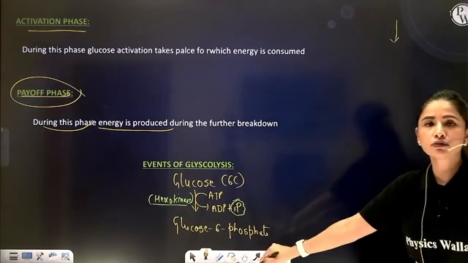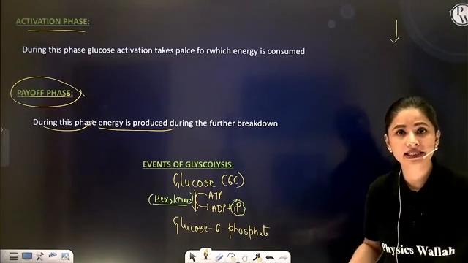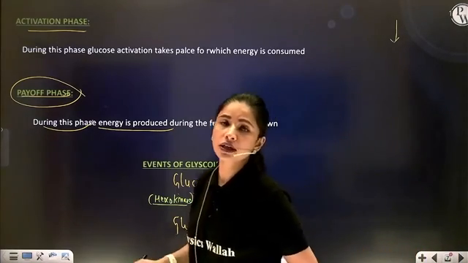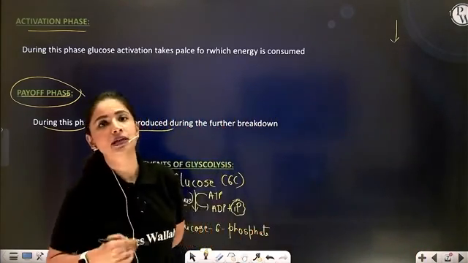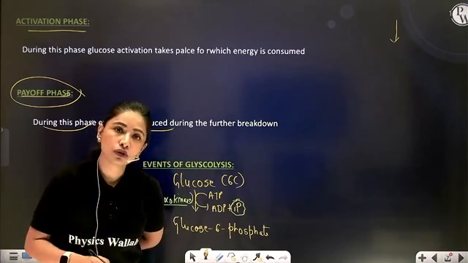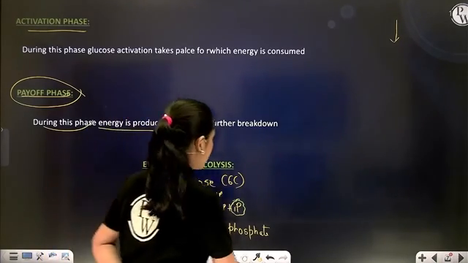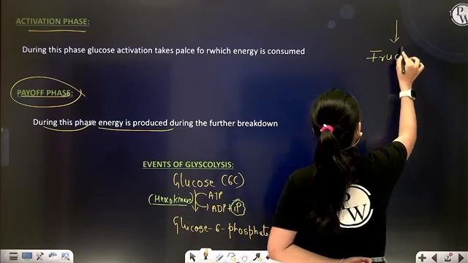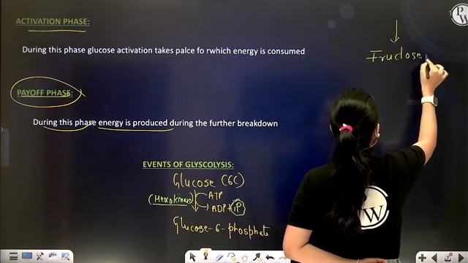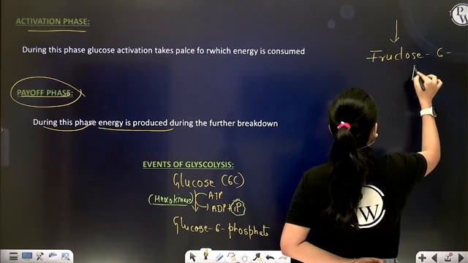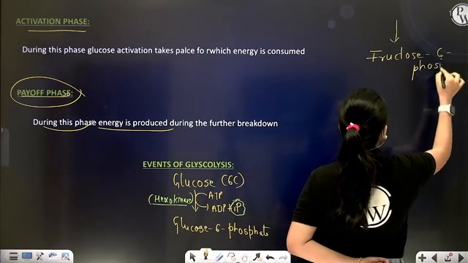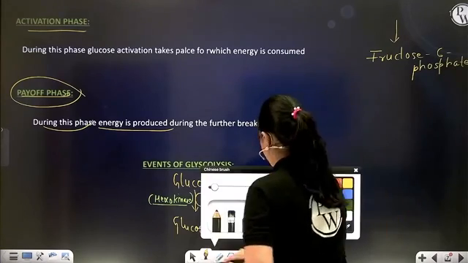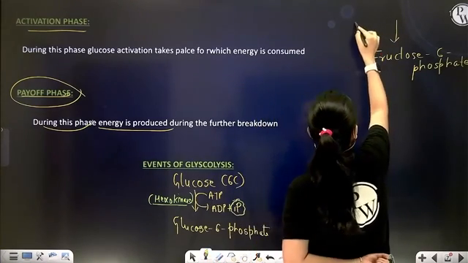Now this glucose 6-phosphate in the next step will undergo isomerization. The functional isomer of glucose is fructose. So glucose 6-phosphate, with the help of the enzyme isomerase, will convert into its isomeric form, that is fructose 6-phosphate. And which enzyme is required?